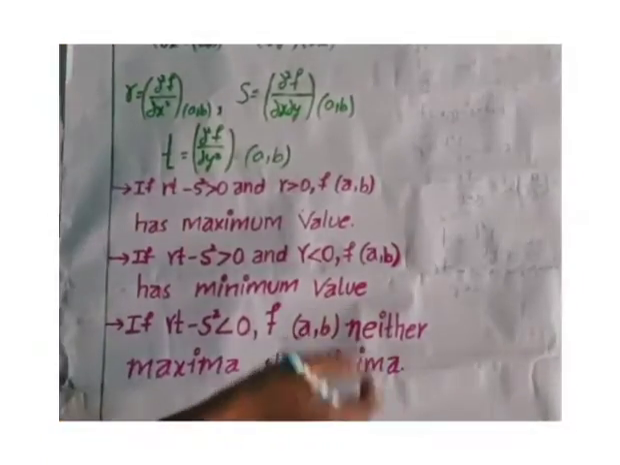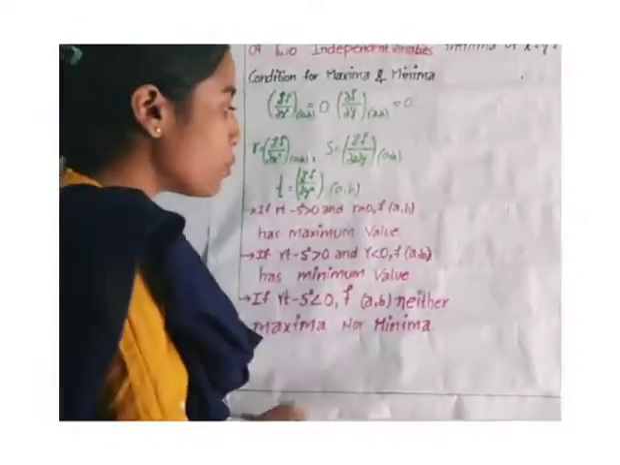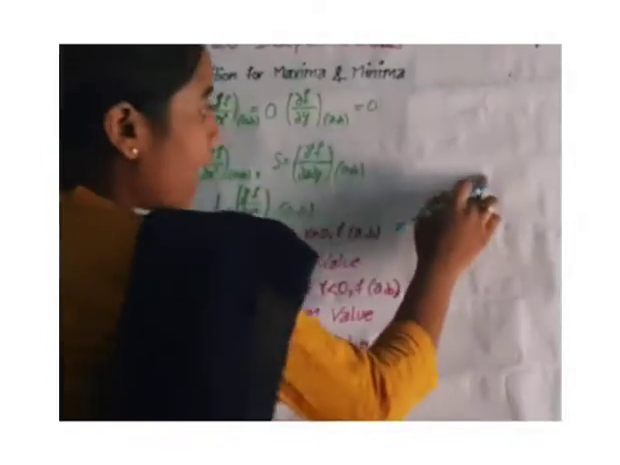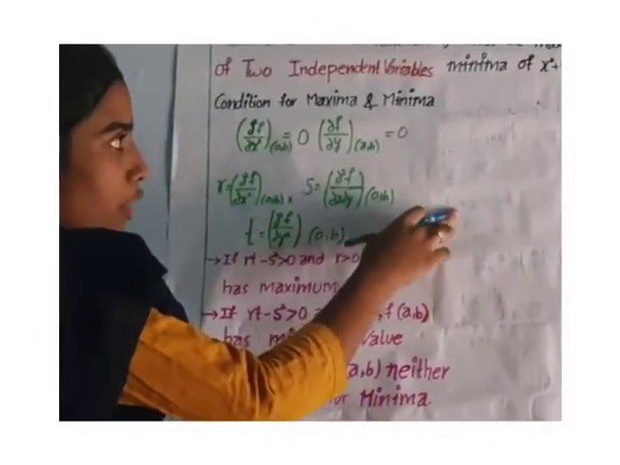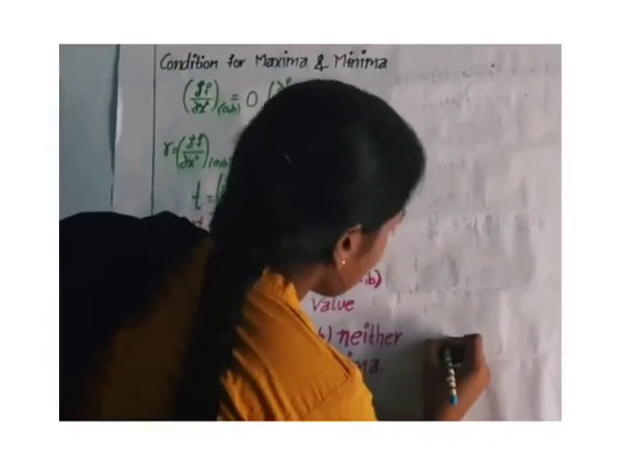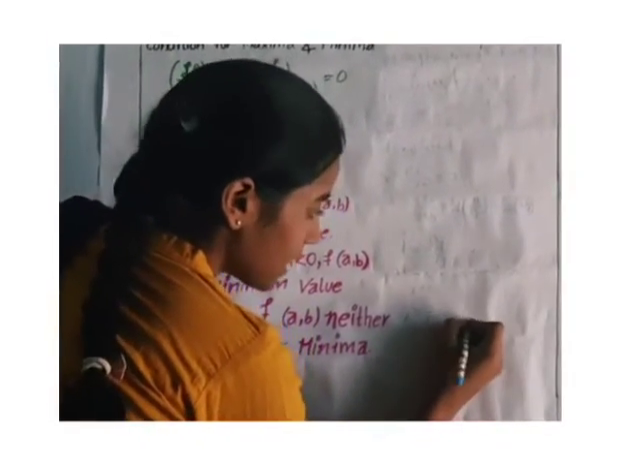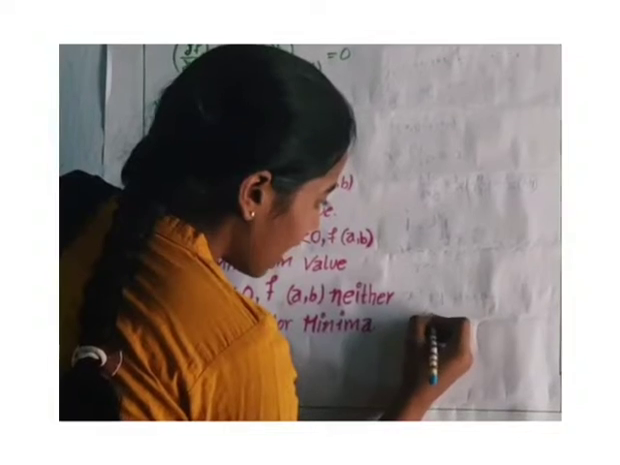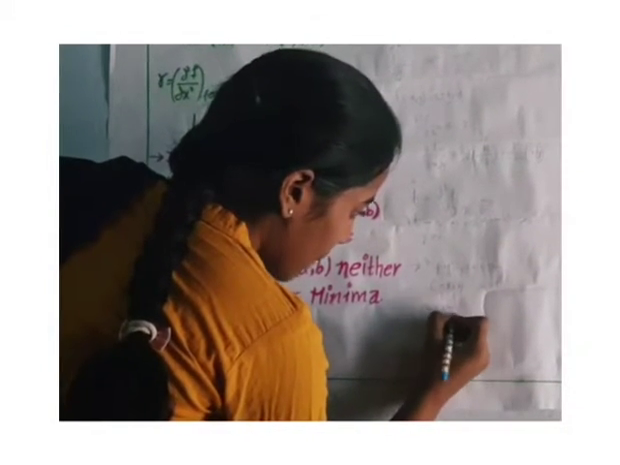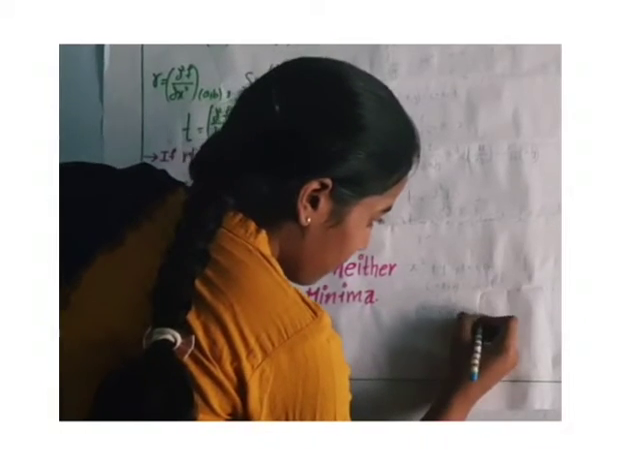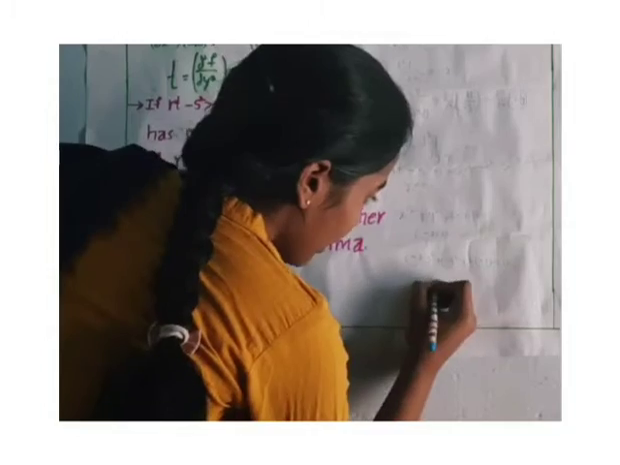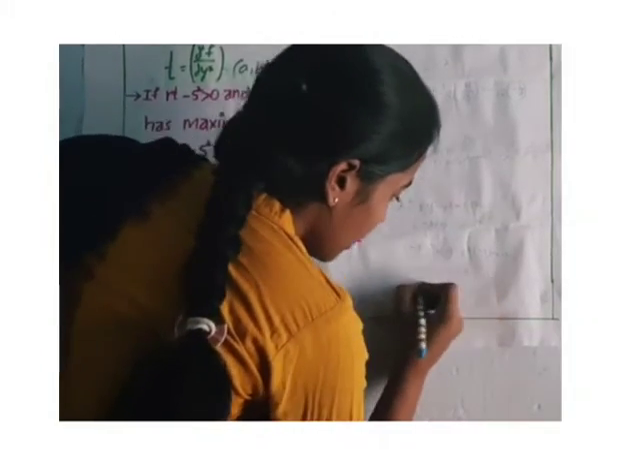Now we will check at which value the function is maximum. Here we substitute the values of x and y in this equation. What is the equation? x² plus y² plus 6x plus 12. Substituting the value minus 3 comma 0, that is minus 3 whole square plus 0 whole square plus 6 into minus 3 plus 12, that is equal to 9 minus 18 plus 12 equals 3.